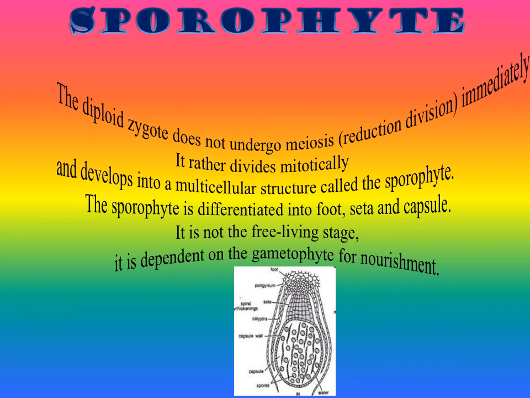Sporophyte. The diploid zygote does not undergo meiosis or reduction division immediately. It rather divides mitotically and develops into a multicellular structure called the sporophyte. The sporophyte is differentiated into foot, seta and capsule. It is not the free living stage. It is dependent on the gametophyte for nourishment.